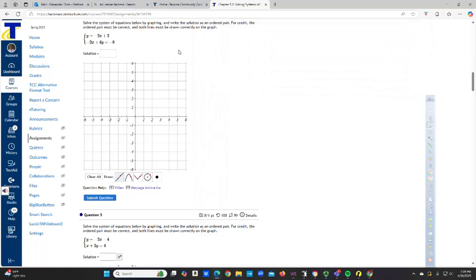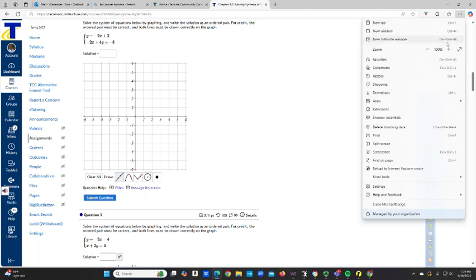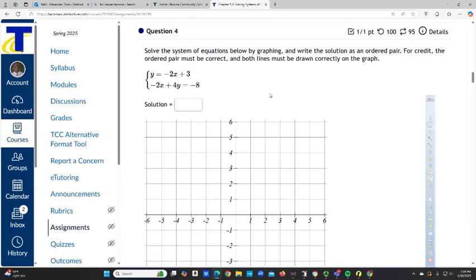All right, so this quick tutorial is to help you with the graphing as you get into these systems of equations. My OpenMath is very finicky when it comes to the graphing. So the first thing I suggest is that you zoom in a little bit so you can see what's going on.